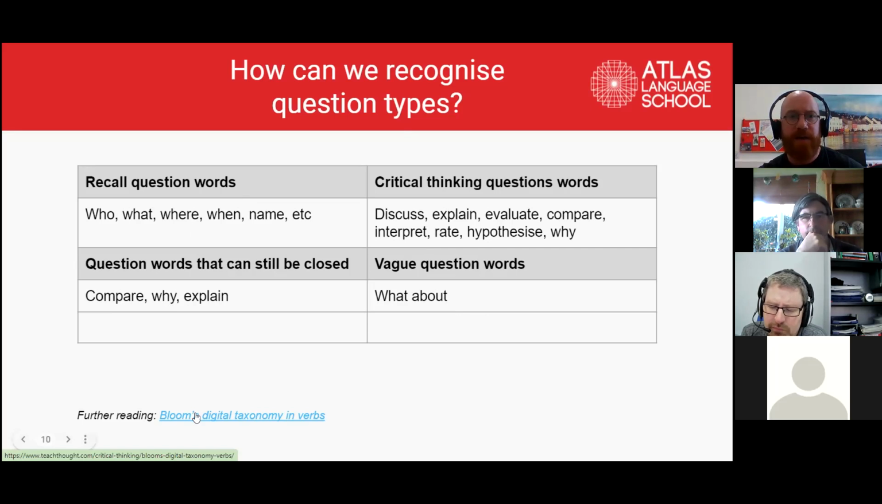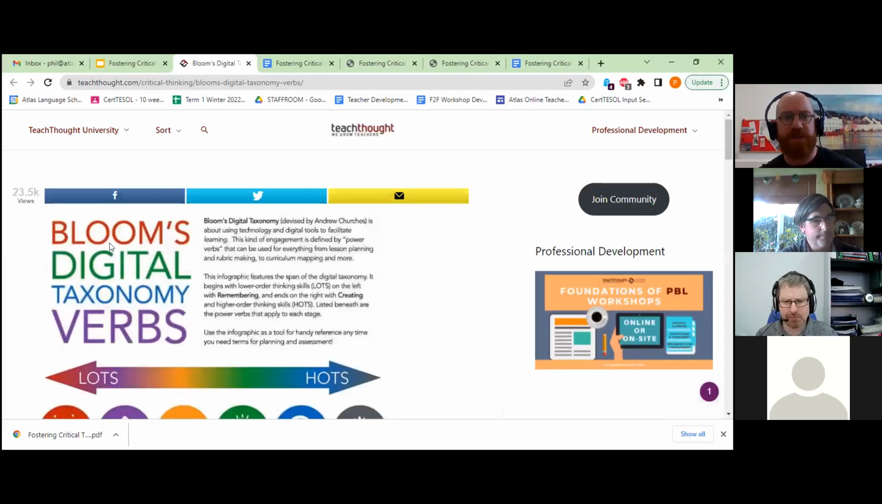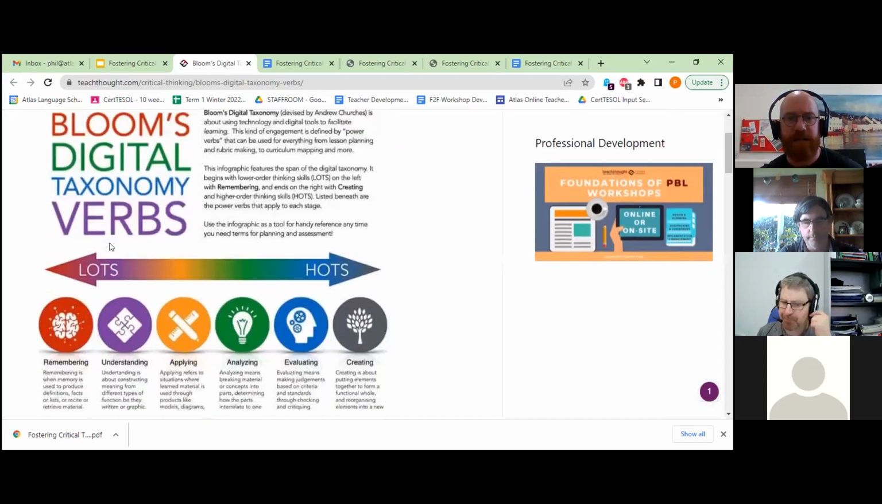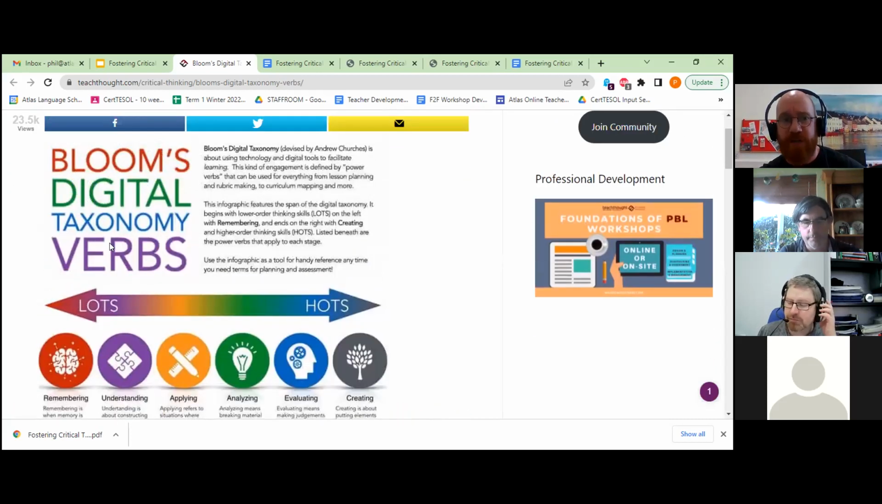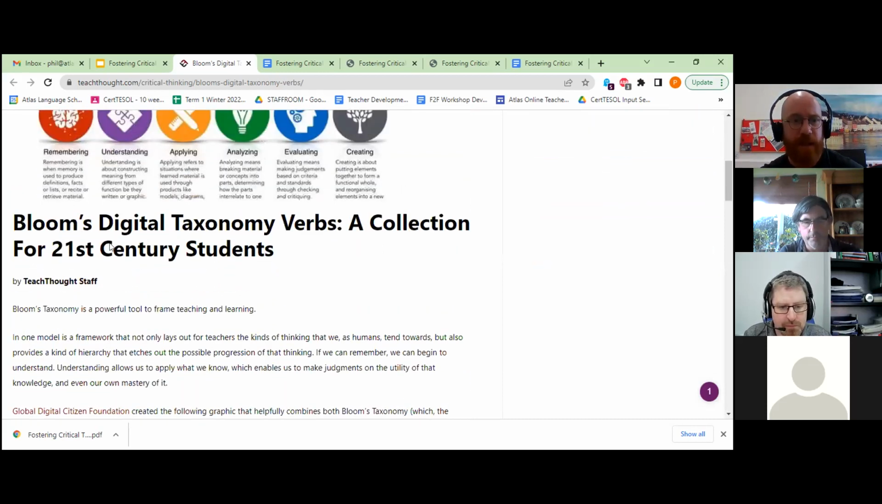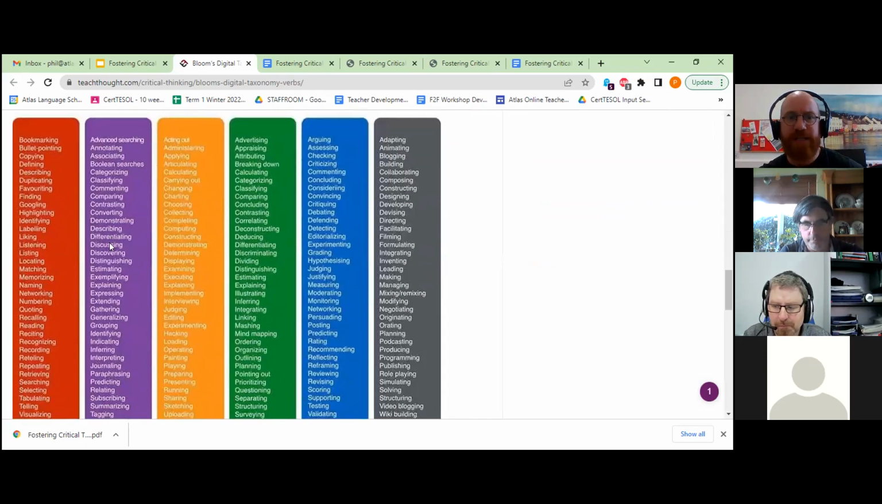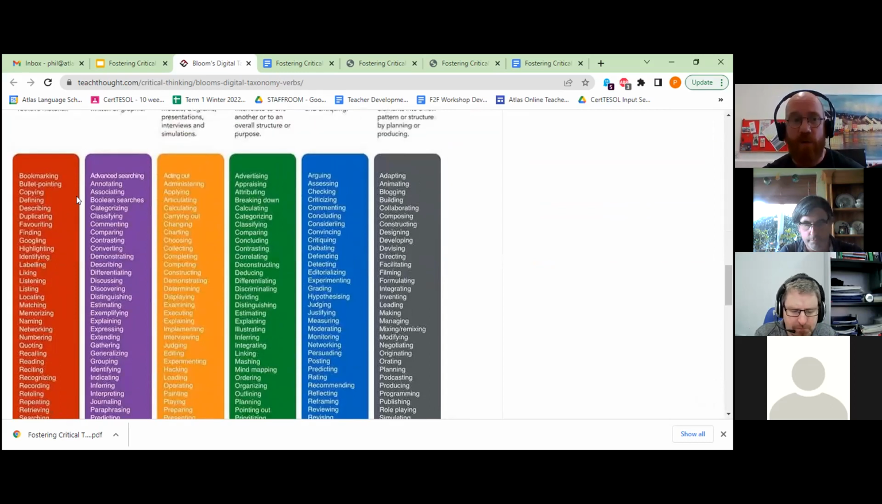So you can find these and more from Bloom's taxonomy, which I'm sure everyone has come across in relation to higher and lower thinking skills. There's a good digital taxonomy, which is probably more relevant to our learners. And I think we have all these different types of question words, as you can see. So once again, we can take these and actually create outcomes in our classes, depending on the level of what we want our learners to do.